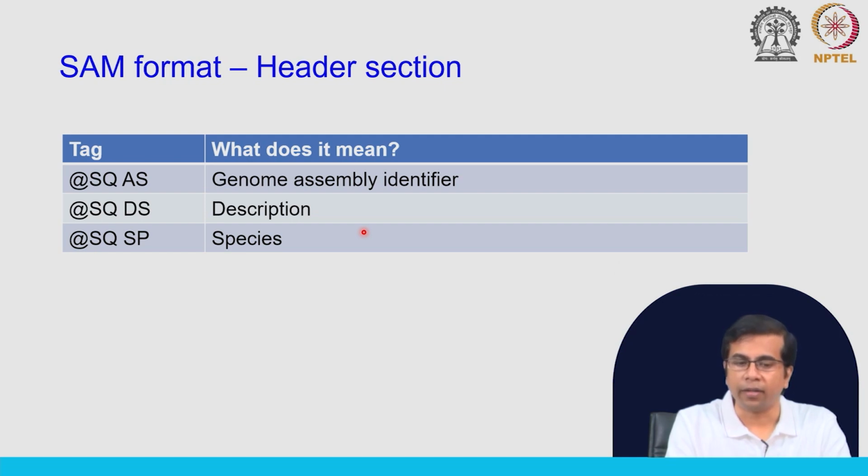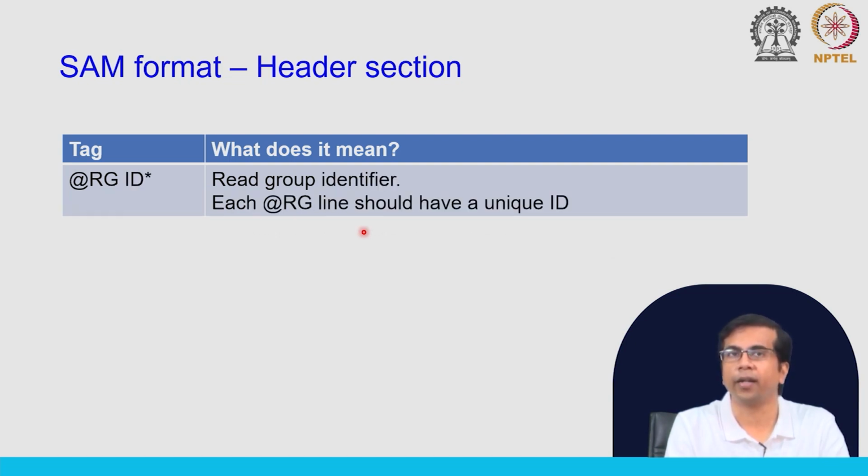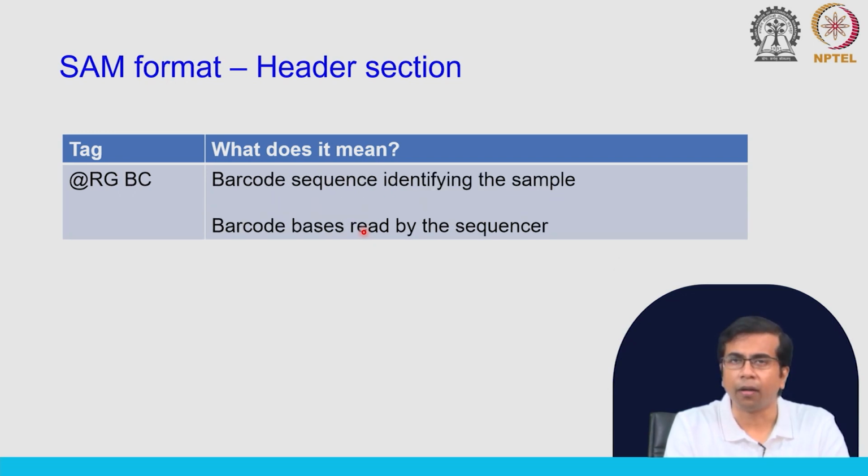You can also have other fields, SQ AS, DS, SP. You can have the genome assembly identifier, the assembly that this program is using, some description of this reference, and also the species name, the organism. Then you have something called @RG, which is the read group. This is usually unordered, with multiple lines, and each line will have an identifier called the read group identifier. Each RG line should have a unique ID. These fields you will not see very often, but in case you see them, you know how to interpret them.